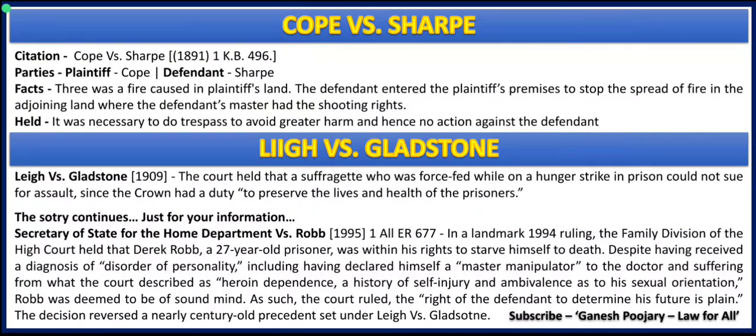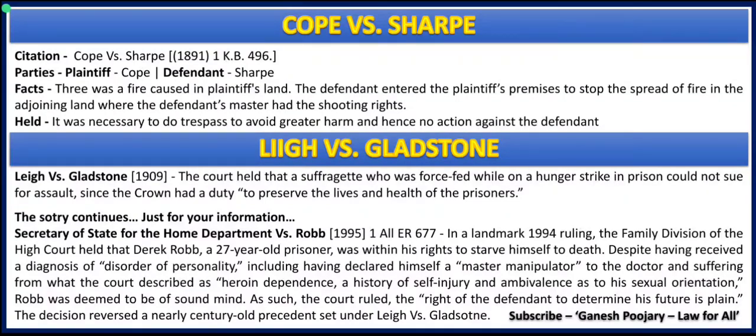It was held in this case law that since the Crown had the duty to preserve the lives and health of the prisoners, it is okay to do so. Otherwise, the prisoner would have died. So, to prevent the greater harm, whatever action is done by the jailer or the people there is okay, which is what was held by the court.